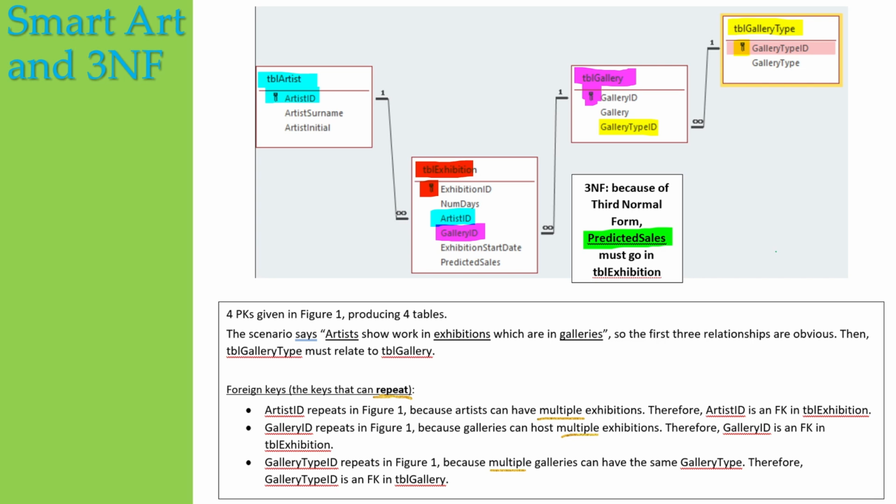And that is how, using all the information the exam gives us, we can work out how all the tables are arranged, what all the primary keys are, what all the non-key attributes are and where they go, like predicted sales goes in table exhibition, and then also where the one-to-manys are, so we know where the many side is, which is the foreign keys. So we can get this activity completely, perfectly, absolutely right using the information they give us. There is no guesswork needed.